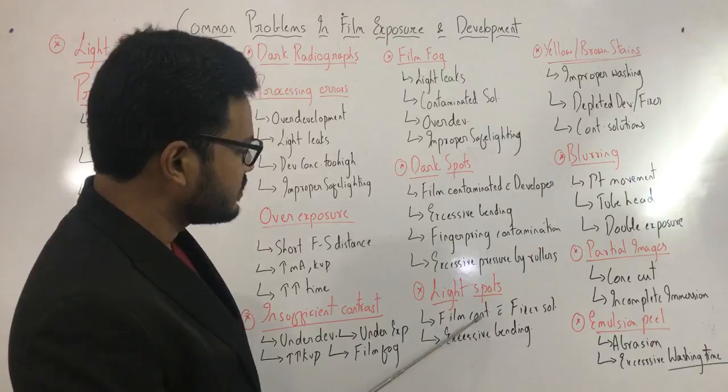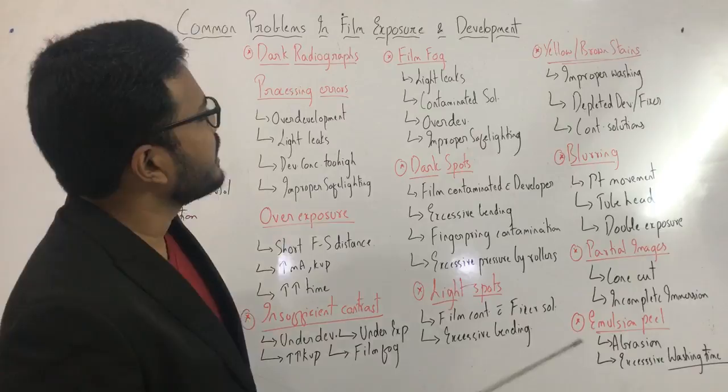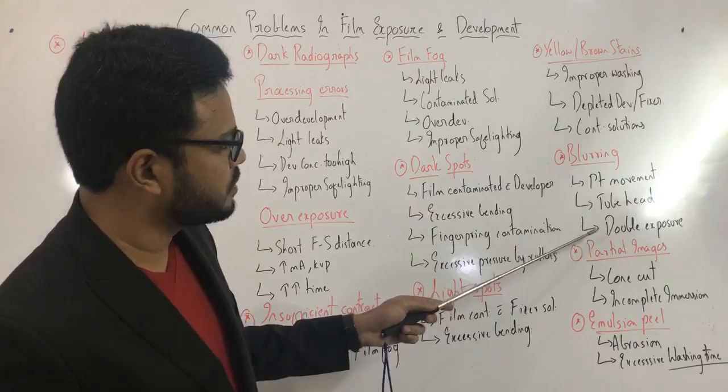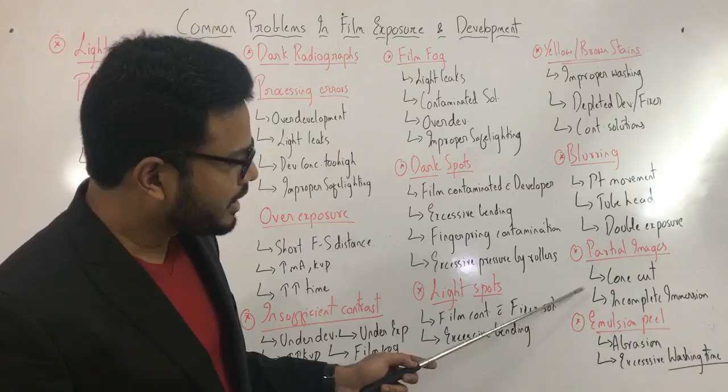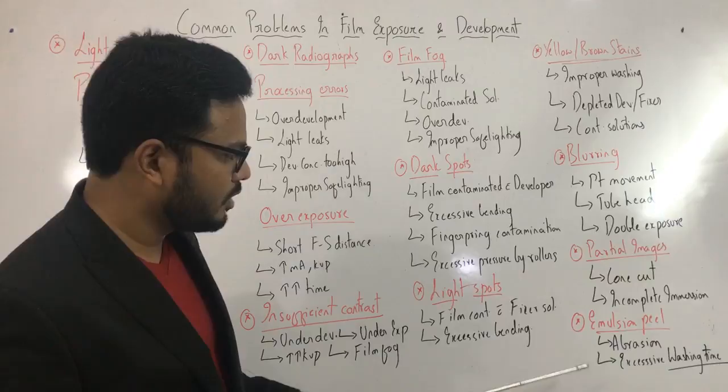So also along with that, film concentration, this we discussed previously, excessive bending of film can also lead to light spots. And yellow or brown stains, improper washing, depleted solutions or contaminated solutions. Blurring can be because of either movement of patient or movement of your tube head or double exposure. Partial images can be because of cone cut or incomplete immersion of the film in your developer or fixer solutions. And emulsion peel can be because of abrasion between the film and your tank when you're developing, or even excessive washing time can lead to peeling of emulsion.